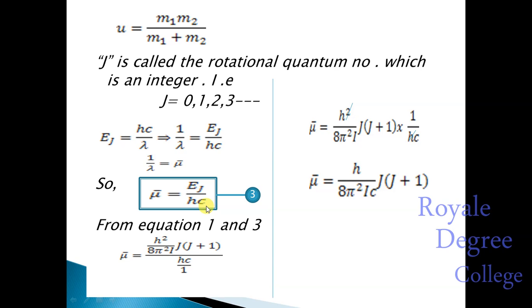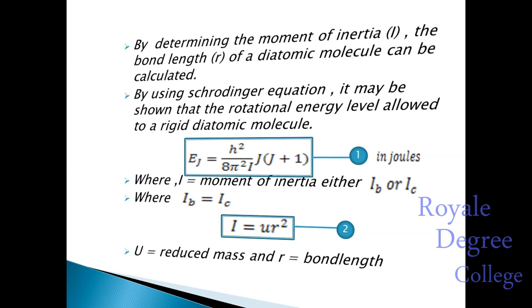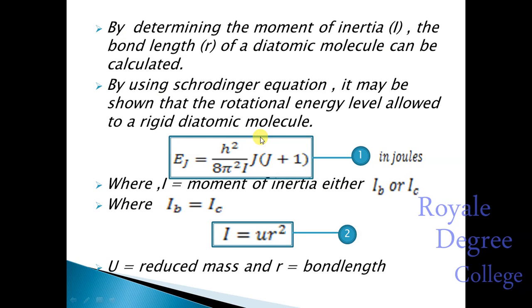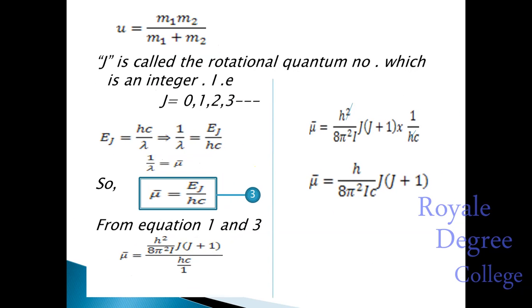From equations 1 and 3, we take equation 3 and substitute the value of Ej from equation 1. You can see Ej will be equal to this whole value. In place of Ej in our third equation, we substitute this whole value. That is, mu bar equals h squared by 8 pi squared I, J into J plus 1, divided by hc. In hc, nothing is there in the denominator, so we keep 1. This will become a reciprocal.